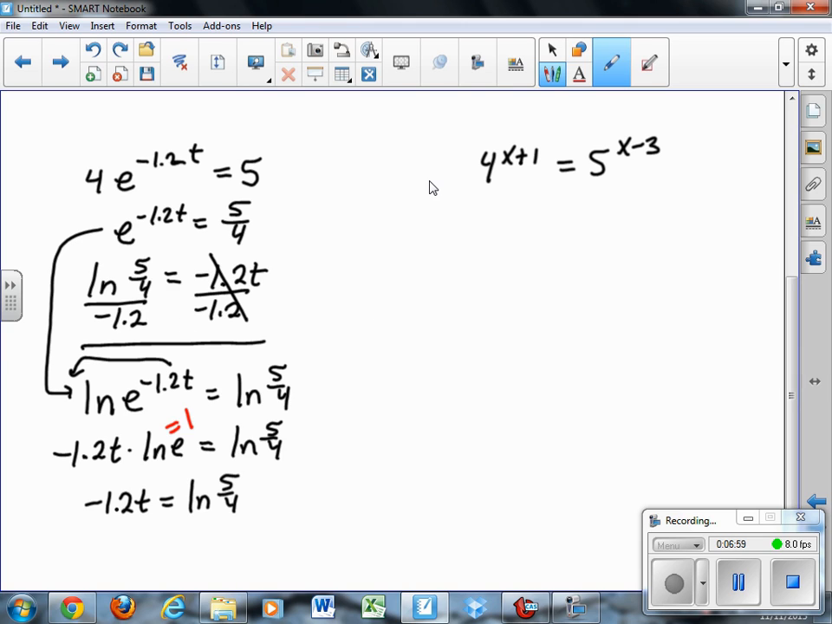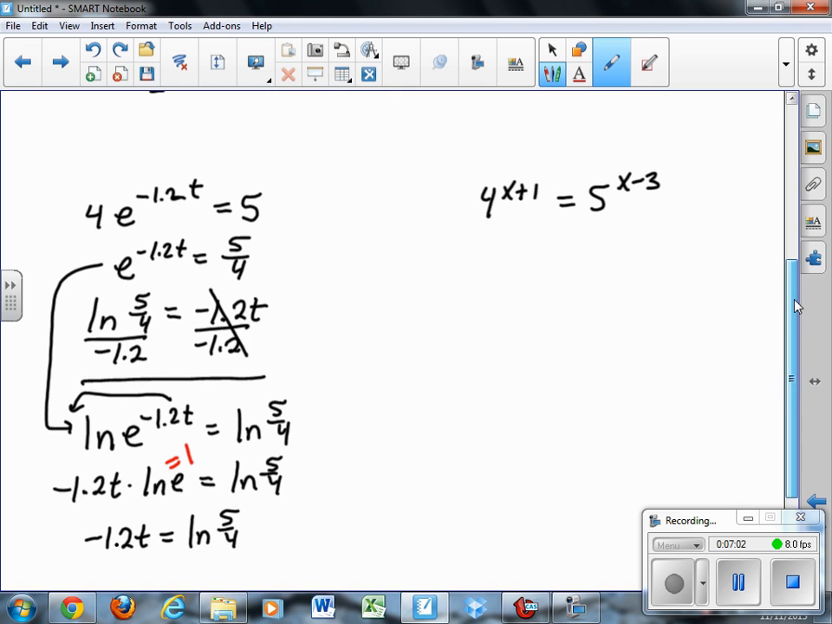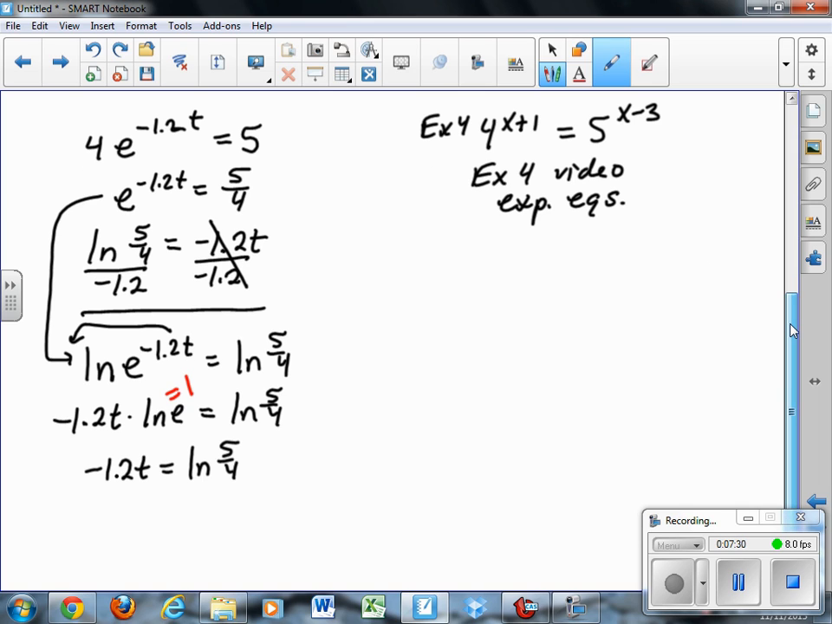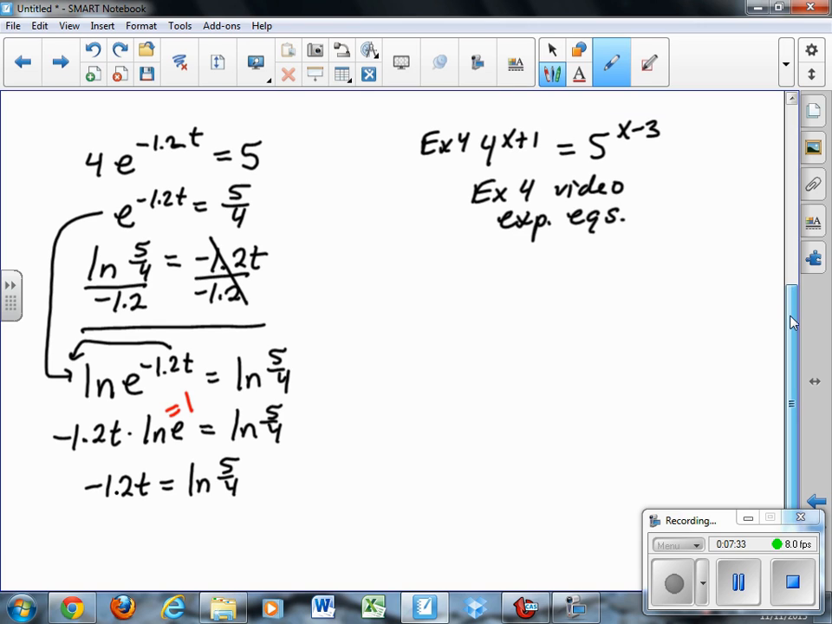When I get to this problem right here, 4 to the x plus 1 is equal to 5 to the x minus 3, this one gets a little more complicated, so I have made a separate video. So we're going to call this example 4, and there's going to be an example 4 video posted. So you'll look for the example 4 video for solving exponential equations, and I will do that one separately. Another thing we run into occasionally is exponential equations written in quadratic form. There will also be a separate video for those.